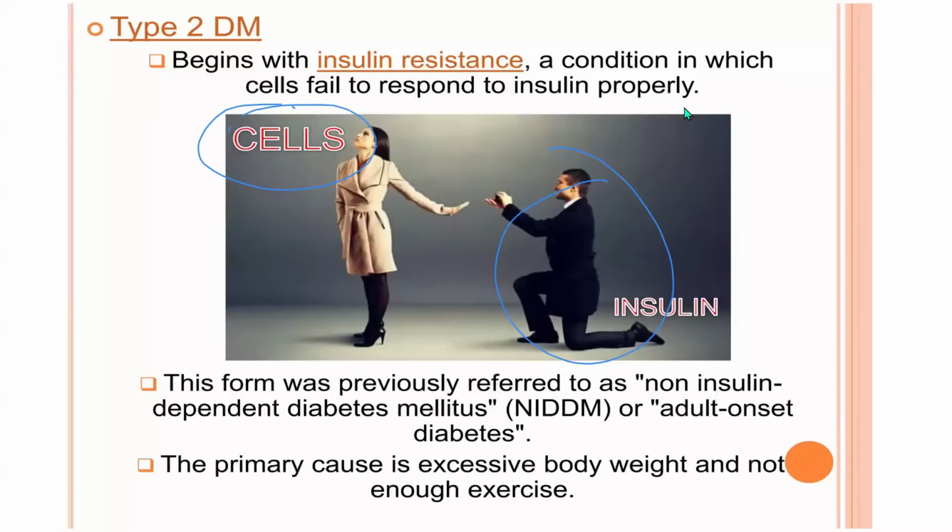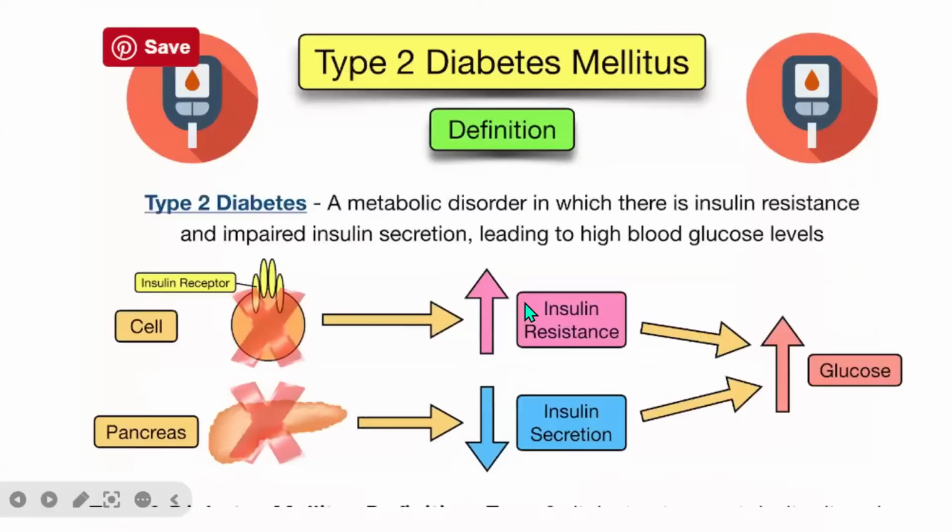So when you are overweight, the insulin will be produced, but the cells will not properly respond to it. So then what happens? We develop type 2 diabetes. Now the next thing we are going to look at is type 2 diabetes. What happens in the case of type 2 diabetes? Let's look at it very well.